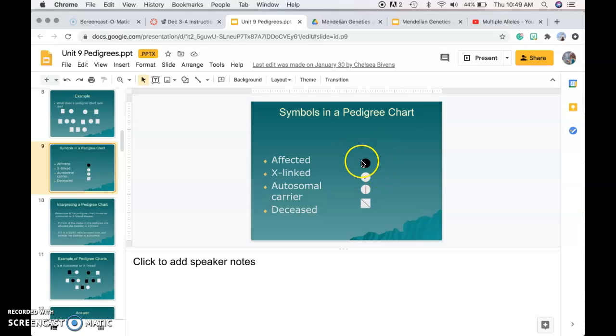So here, if it's filled in, they're affected. If it's an X-linked, I don't think you'll see that very often. Normally you just see filled in and not filled in. If they're dead, they'll have a line through them.